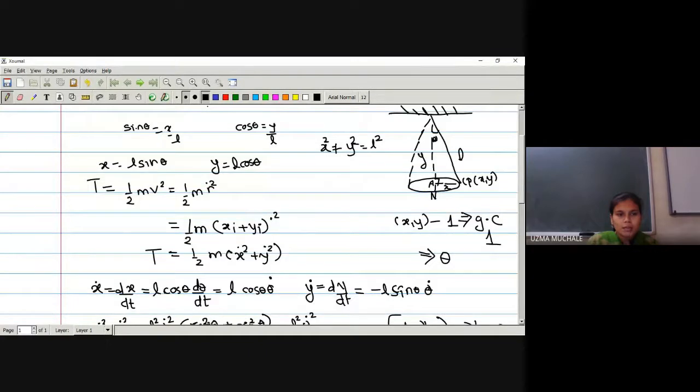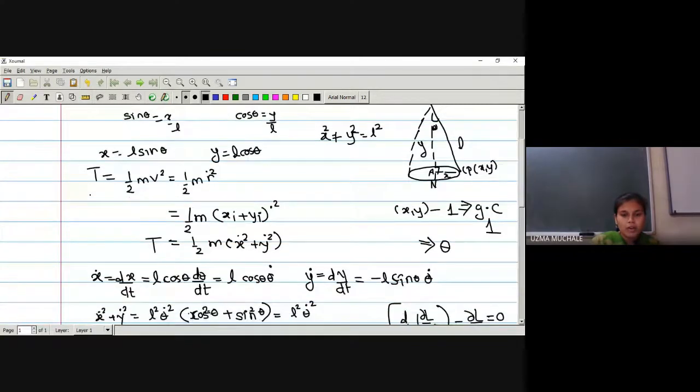Okay. So with the help of that angle theta, by right angle triangle law, we can find out the values of sine theta and cos theta. So hence with the help of that, we can find out the values of x and y. Next we have to find out the value of T. As we are in case of conservative system, we have to find out T and V both. And then we have to find out the value of L.